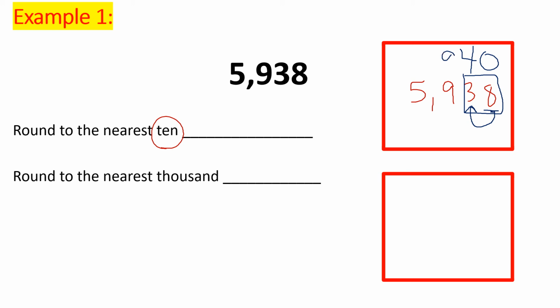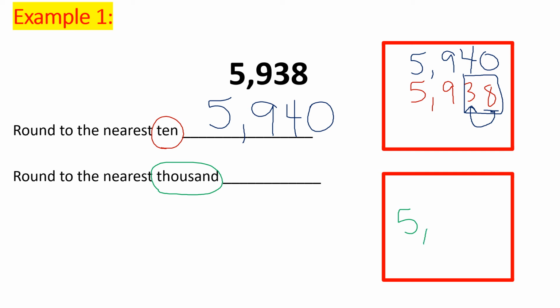I have to have the 9 and I have to have the 5. So if you notice, my answer is going to be 5,940. Now, the tricky thing about this assignment is that now you have to take the same number and we're going to round it to 1,000. So I'm going to come back to my workspace and I see 5,938. And this time I want to round to the thousands.